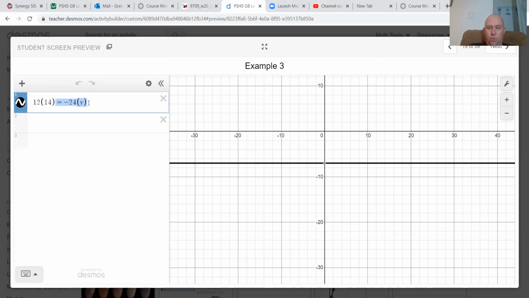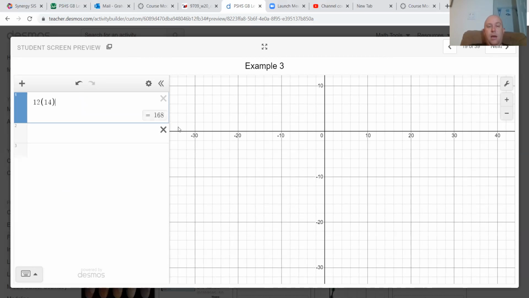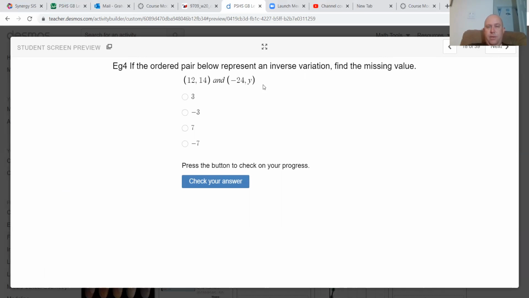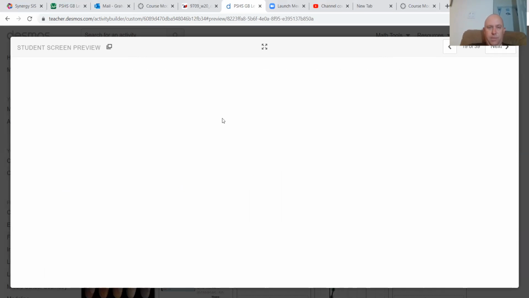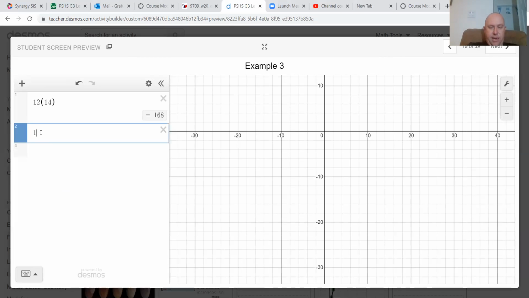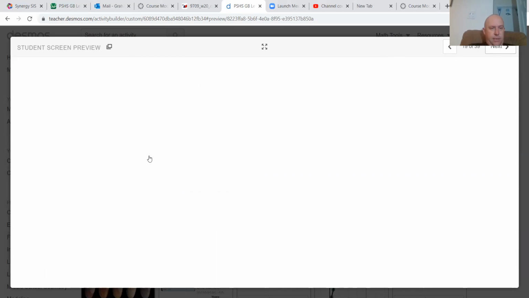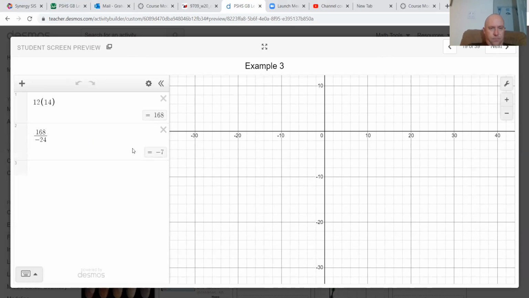I actually set it up as one equation straight away, but 168. And then we can go back and we know that -24 times a number must also be 168. So we can figure out what that number is by dividing. Was it 24? Yeah, -24. And the answer was -7. So you can pick out that answer.